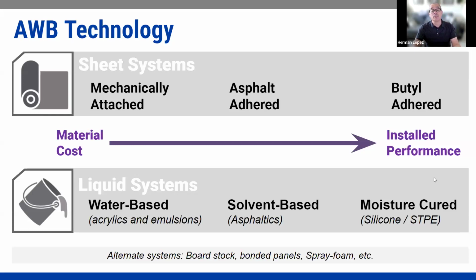We had acrylics and emulsions, paints, if you will. They were a nice try, but they really were never at the time designed to work as a weather-resistant barrier. So again, as we move forward and as we expect higher performance from our wall assemblies, moisture-cured products like silicones, STPEs, they are definitely the way to go.